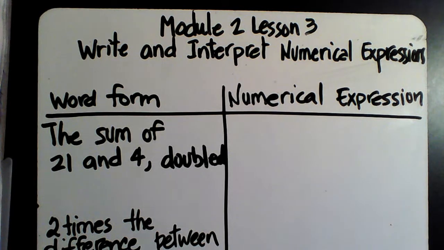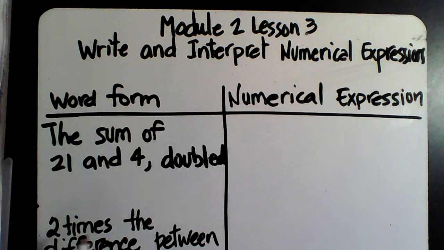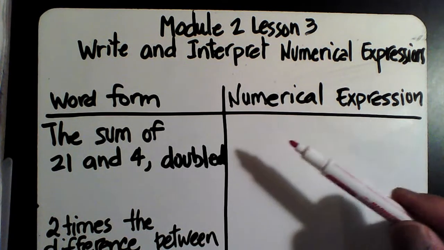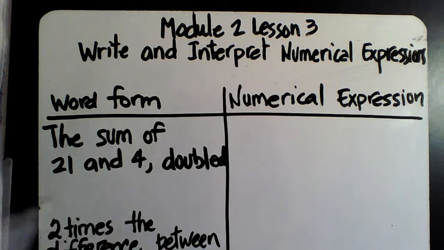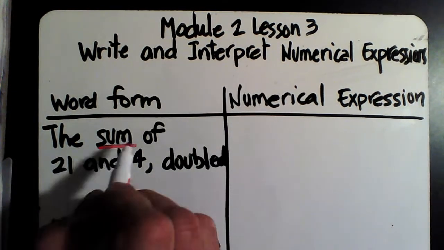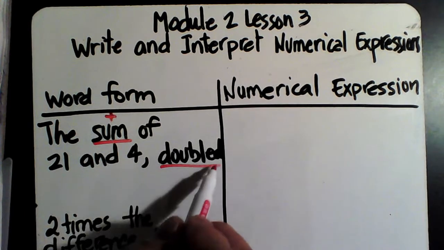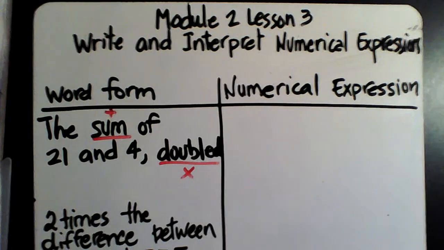So let's read the expressions and then solve this problem. We have two word form statements, and then we have to convert those into numerical expressions. If possible, we'll show you a model of a tape diagram. The first thing I would do is look at that word: sum means plus and double means multiplication. So how would I write that?